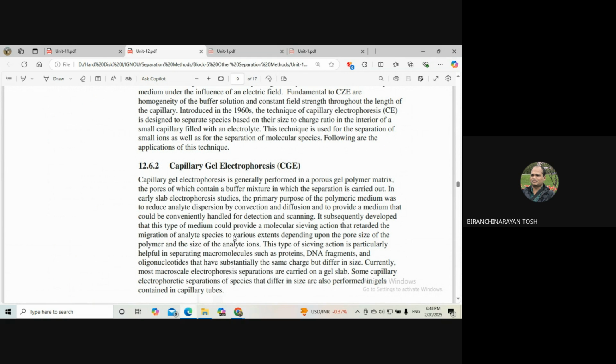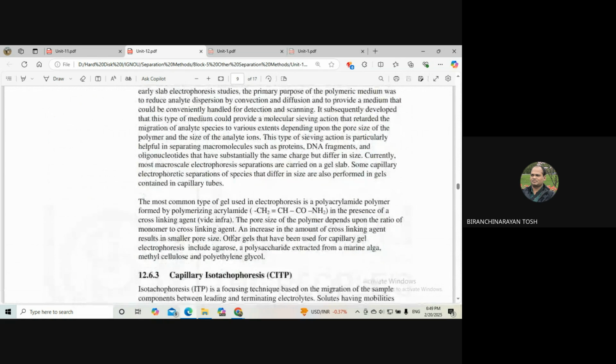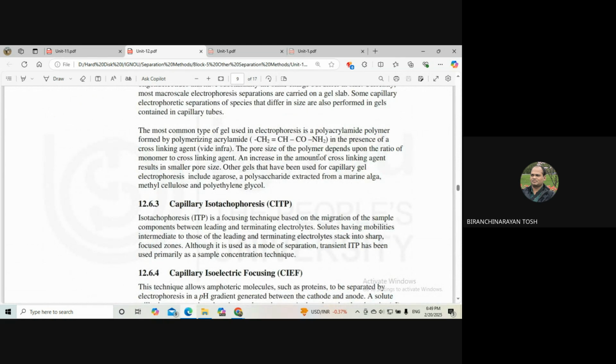In early slab electrophoresis studies, the primary purpose of the polymeric medium was to reduce the analyte dispersion by convection and diffusion and to provide a medium that could be conveniently handled for detection and scaling. Then the most common type of gel used in capillary gel electrophoresis is polyacrylamide polymer, formed by polymerizing acrylamide in the presence of a cross-linking agent through infrared radiation. The pore size of the polymer depends upon the ratio of monomer and cross-linking agent.